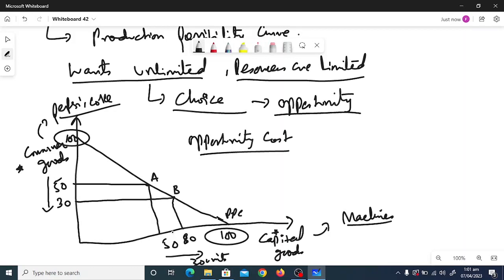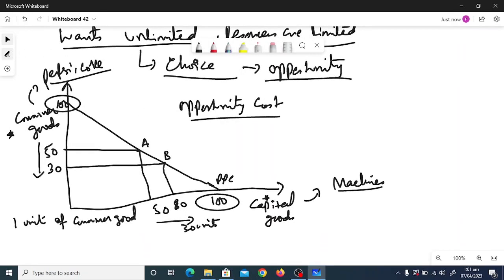Okay, so what is the ratio? If you leave 1 unit of consumer good, what do you get? You get 1.5 units of capital good. This is the interpretation of the question. When these types of questions come in the examination, they ask you one thing: what is the opportunity cost of moving from point A to B, point B to C, C to D, and this is the way you go on with your questions. So I hope you will be able to calculate.